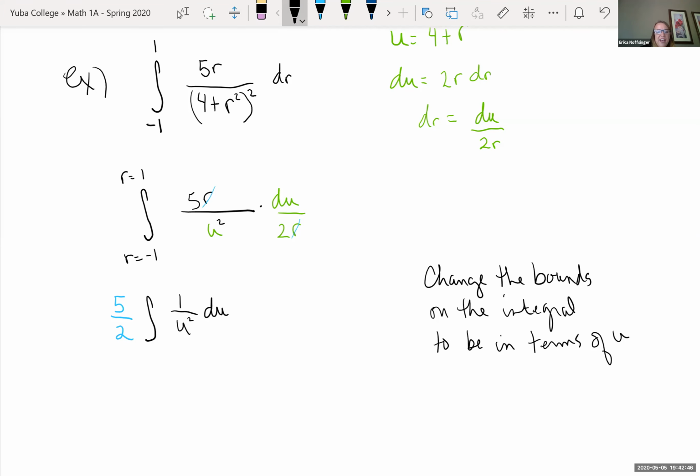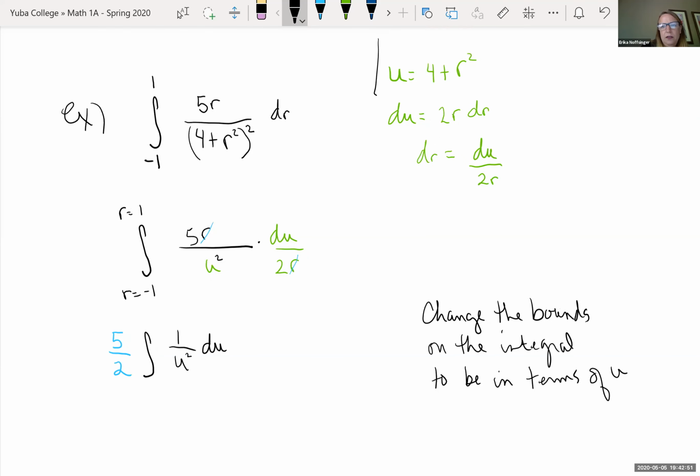Okay, so all you really have to do is plug in what you chose u to be, the r values on your bound, and solve for u. So if r was equal to 1, we'll plug it in here. We get 4 plus 1 squared. 4 plus 1, so u would have to be 5. So my upper bound is 5. Now plug in the lower bound, r equals -1.